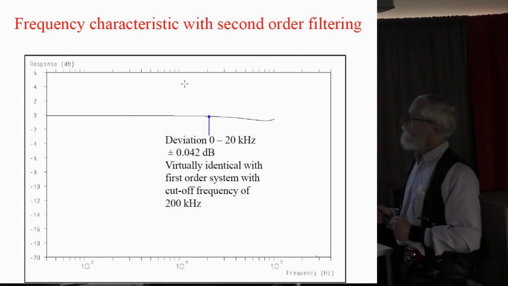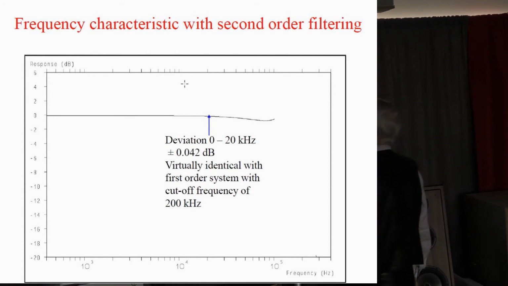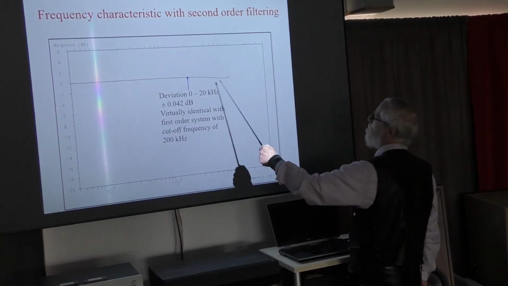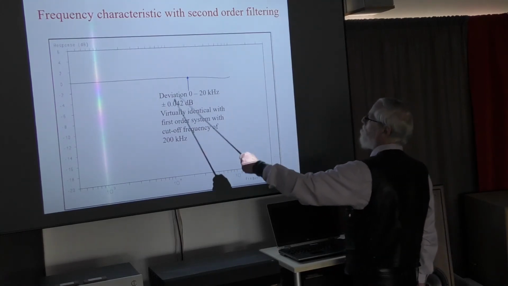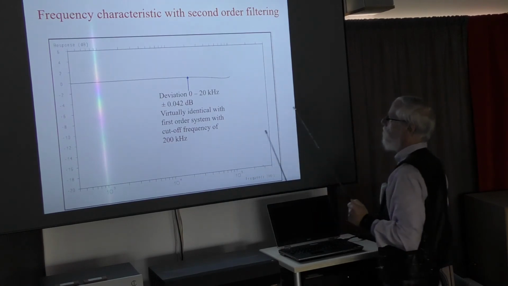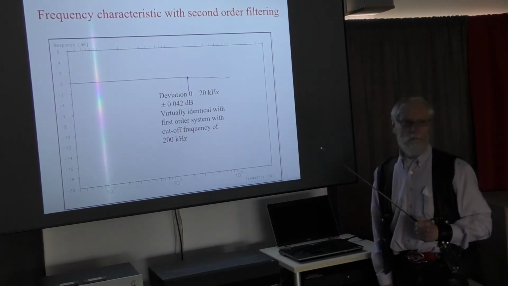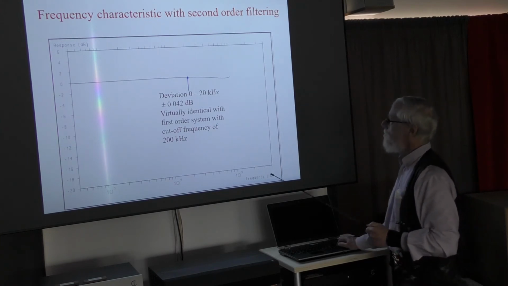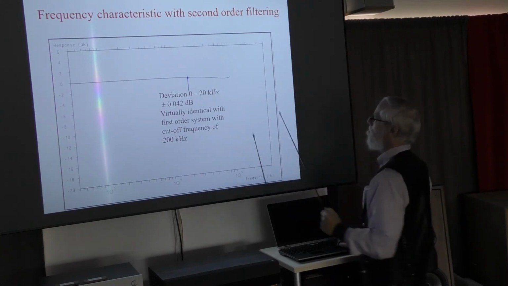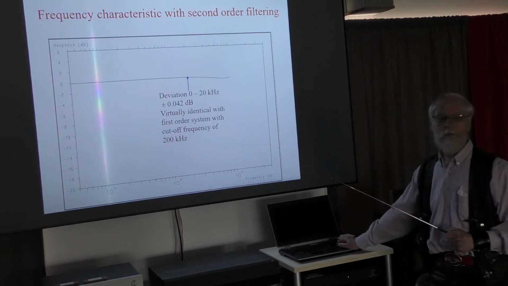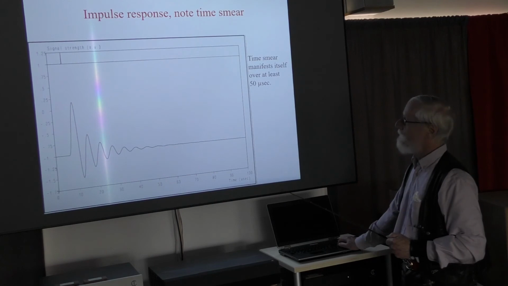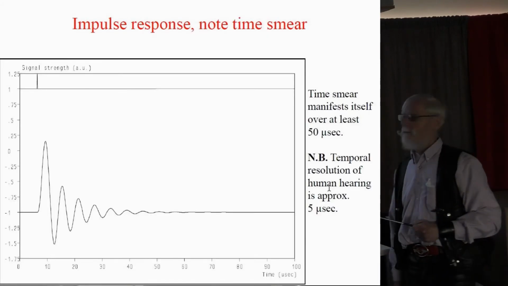And well, this is an example. I've drawn here the characteristic up to 100 kHz, and within 0 to 20 kHz the deviation of the response is plus or minus 0.042 decibels. Nothing to worry about. That's virtually identical to when you have a first order system with a corner frequency of 200 kHz. So that looks very interesting, but now look at the temporal response.